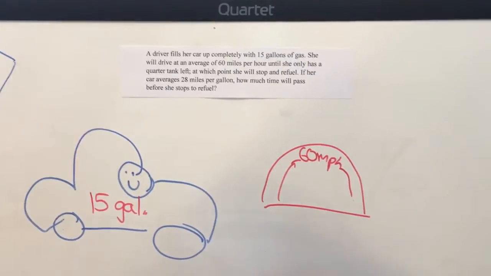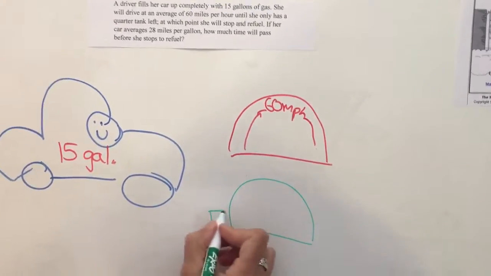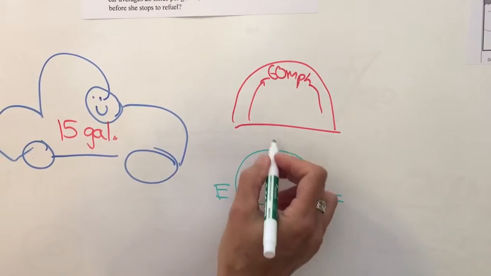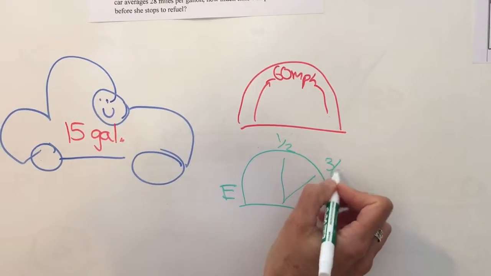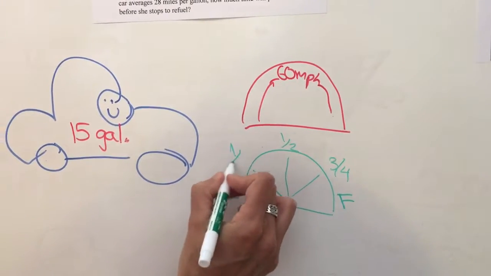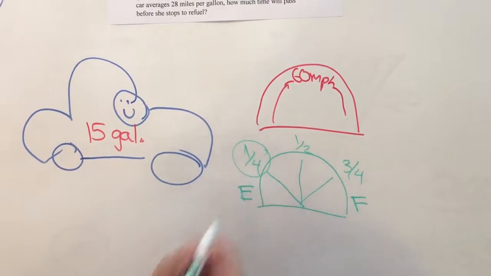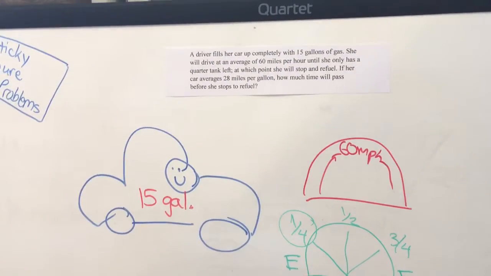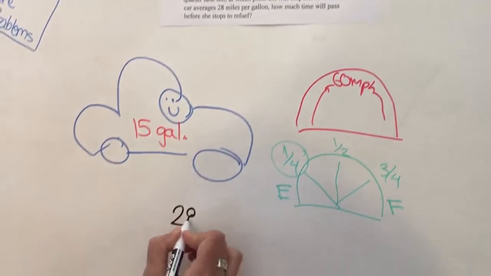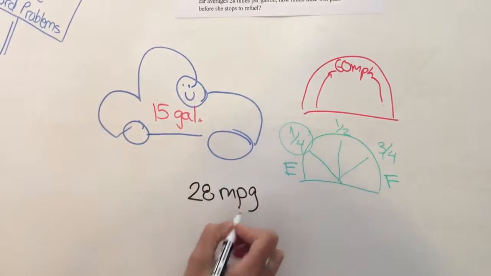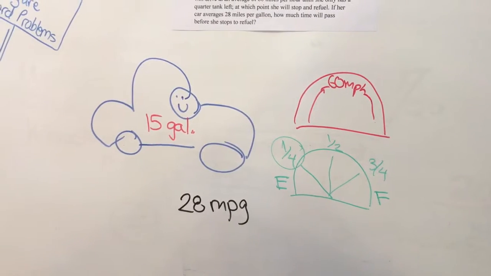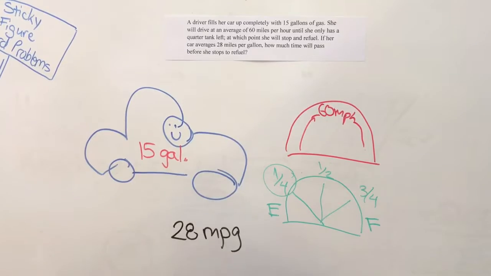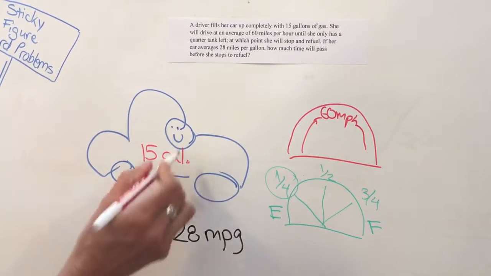So let's draw her gas gauge. We have E on this side for empty, F on this side for full. We know that this is going to be half, this is 3/4, and she drives until she has only a quarter of a tank left, at which point she stops to refuel. So if her car averages 28 miles per gallon, the question is how much time will pass before she stops to refuel. So our first step is to think about how many gallons she has.